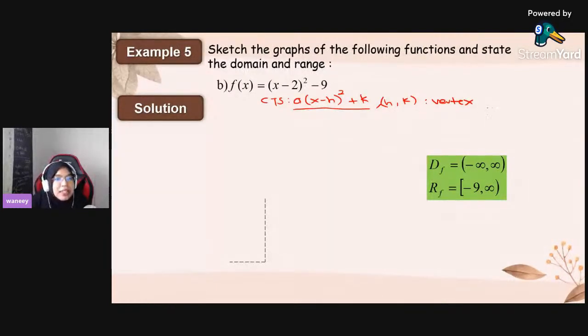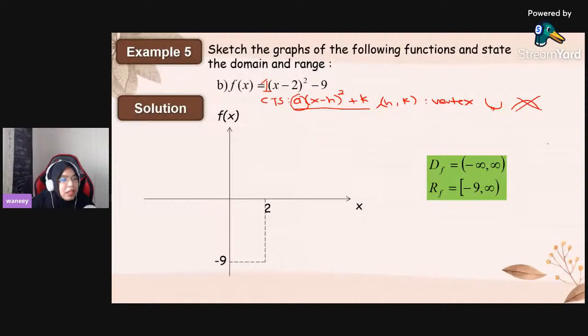So the vertex can either be a minimum or a maximum. That totally depends on the value of a. So when you factorize them, you should be able to see that the number in front here is positive 1. So we're going to have a smile graph. So this point will be the minimum point. If you compare them, you should be able to see that h is equal to 2 and k is equal to negative 9. So the vertex is at (2, negative 9). Okay, so this is my minimum point.